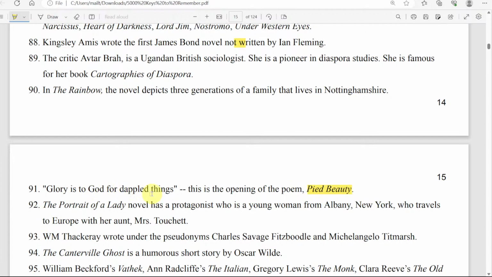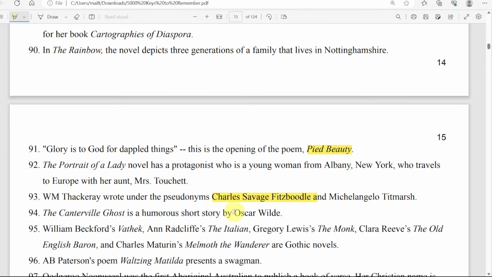The Portrait of a Lady has a protagonist who is a young woman from Albany, New York, who travels to Europe with her aunt, Mrs. Touchett. And William Makepeace Thackeray wrote under the pseudonym Charles Savage Fitz-Boodle and Michelangelo Titmarsh, very important. And The Canterville Ghost is a short story by Oscar Wilde. And William Beckford's Vathek, Radcliffe's The Italian, Matthew Lewis's The Monk, Clara Reeve's The Old English Baron, and Charles Maturin's Melmoth the Wanderer are all Gothic novels.